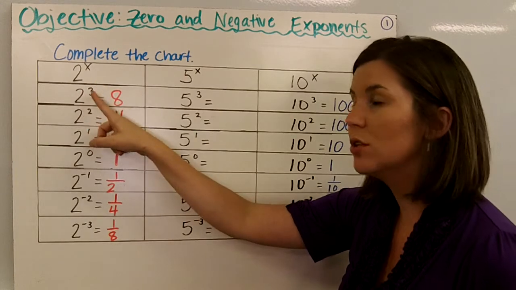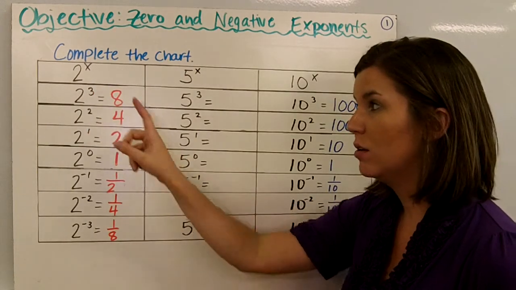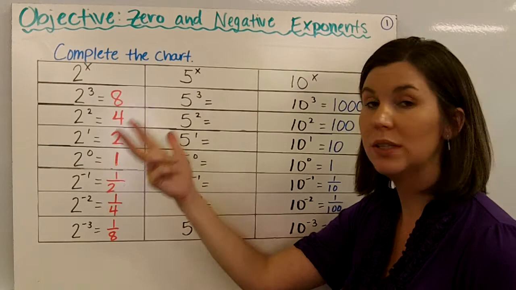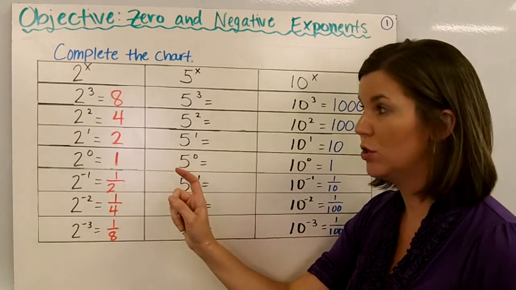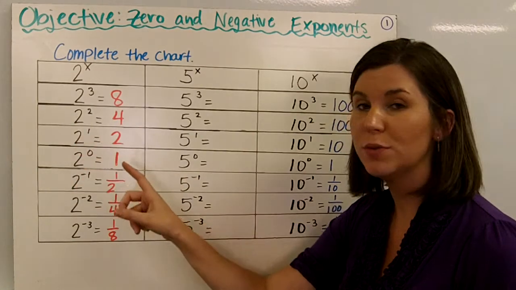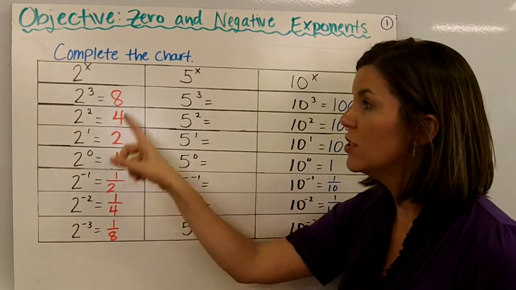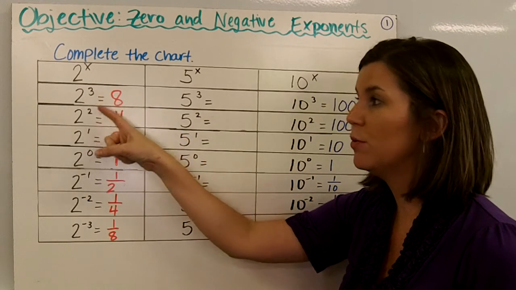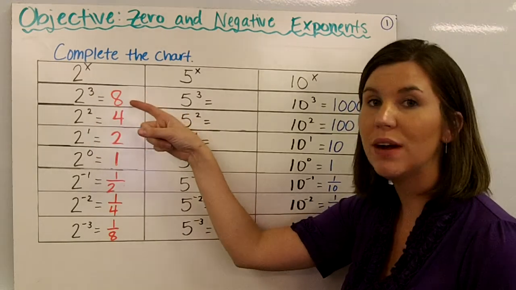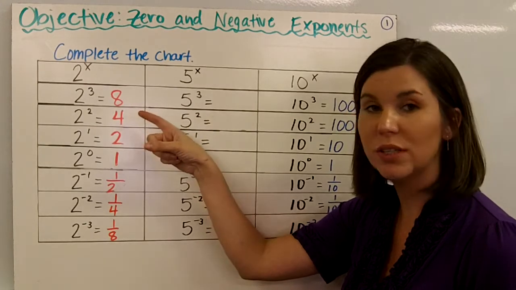So we have 2 to the third power, which is 8. 2 times 2 times 2 is 8. 2 to the second power is 4, 2 times 2. 2 to the first power is 2. So as you see this pattern, each time we step down in our exponent from 3 to 2, what's happening is we're dividing.